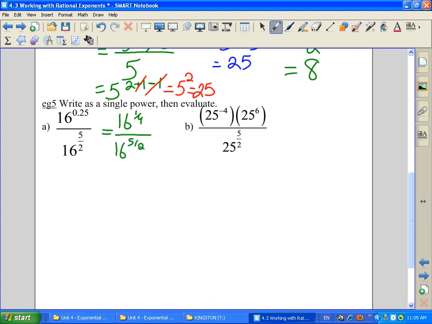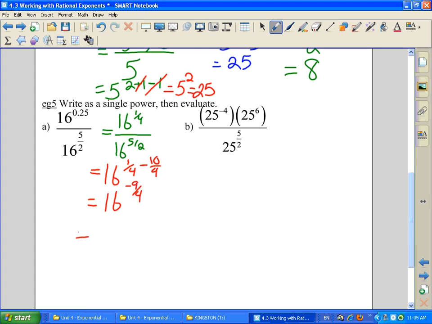Because the bases are the same and we have a division sign, we need to do what? We need to subtract: keep the base the same, and subtract the exponents. So when I take 1/4 and subtract 5 over 2, I'm going to change that to a fraction with a denominator of 4. So it should be minus 10/4. Now that I've got the lowest common denominator, I can subtract. So it's going to be 16 to the negative 9 over 4.